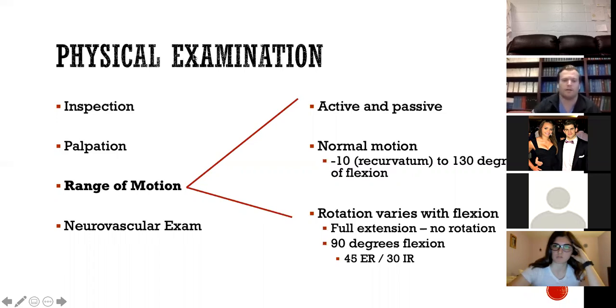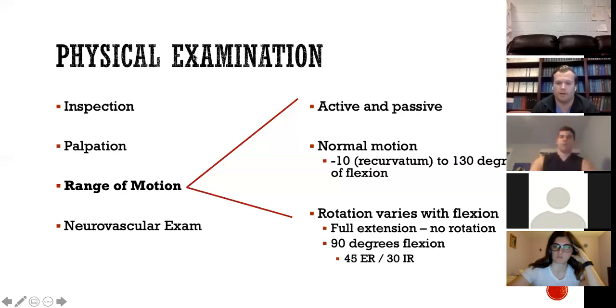Additionally, you'll note that the rotation of the tibia in relation to the femur varies as you go through flexion. If you straighten your leg out, in full extension there is no rotation present at the tibia. As you go through the flexion arc, once you get to 90 degrees of flexion, there is a range of rotation of the tibia between 45 degrees of external rotation and 30 degrees of internal rotation, meaning that you're able to have rotation in play at the knee joint during flexion.